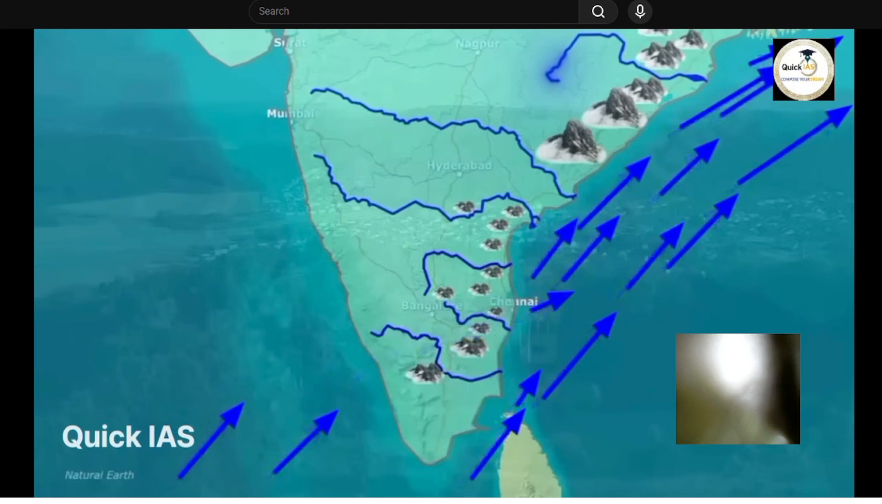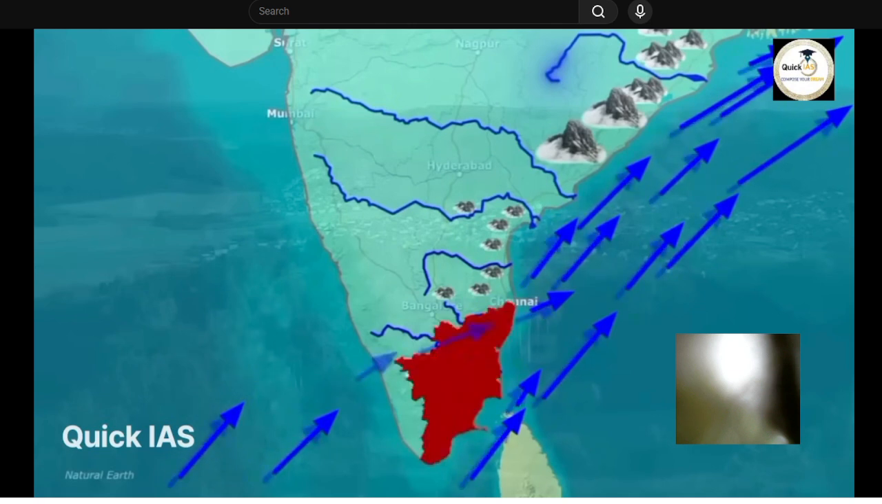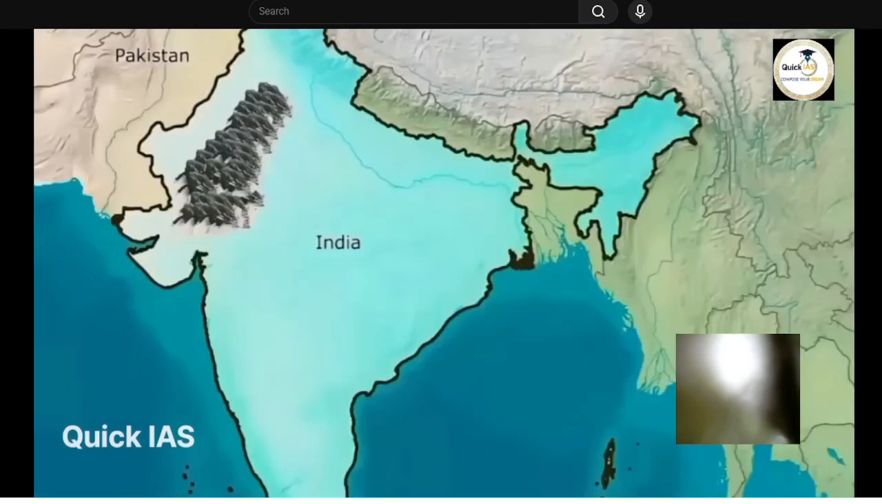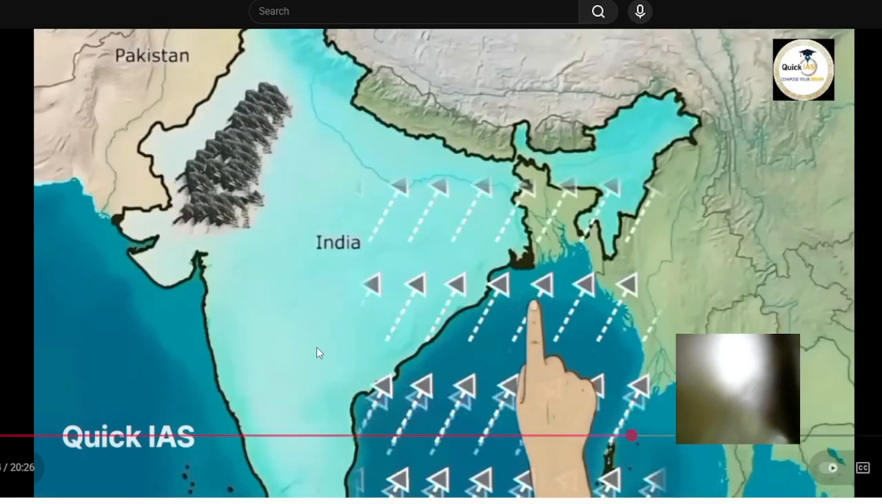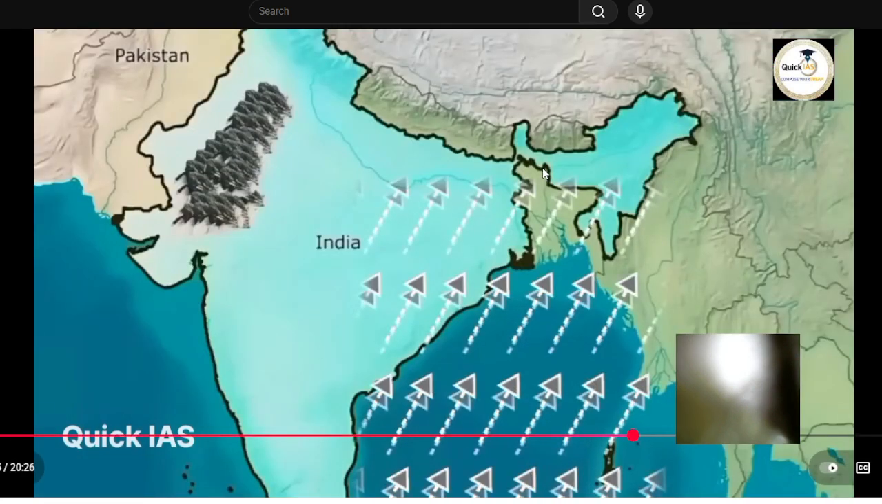This branch of the Bay of Bengal carries moisture from the Bay of Bengal and collides with the eastern Himalayas.